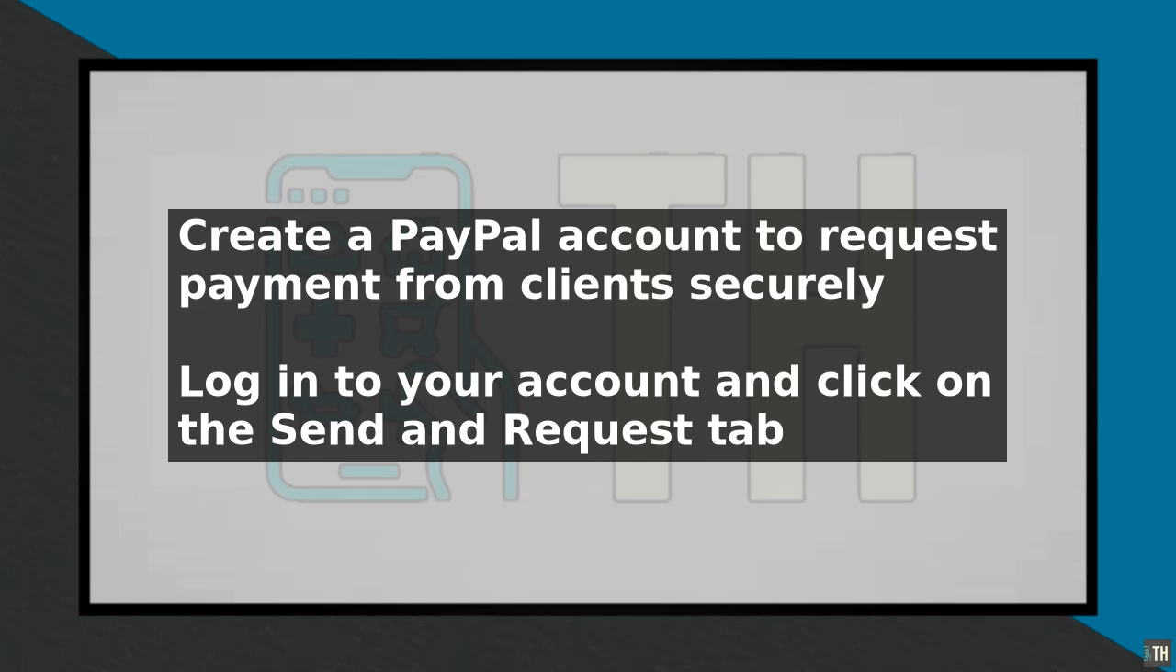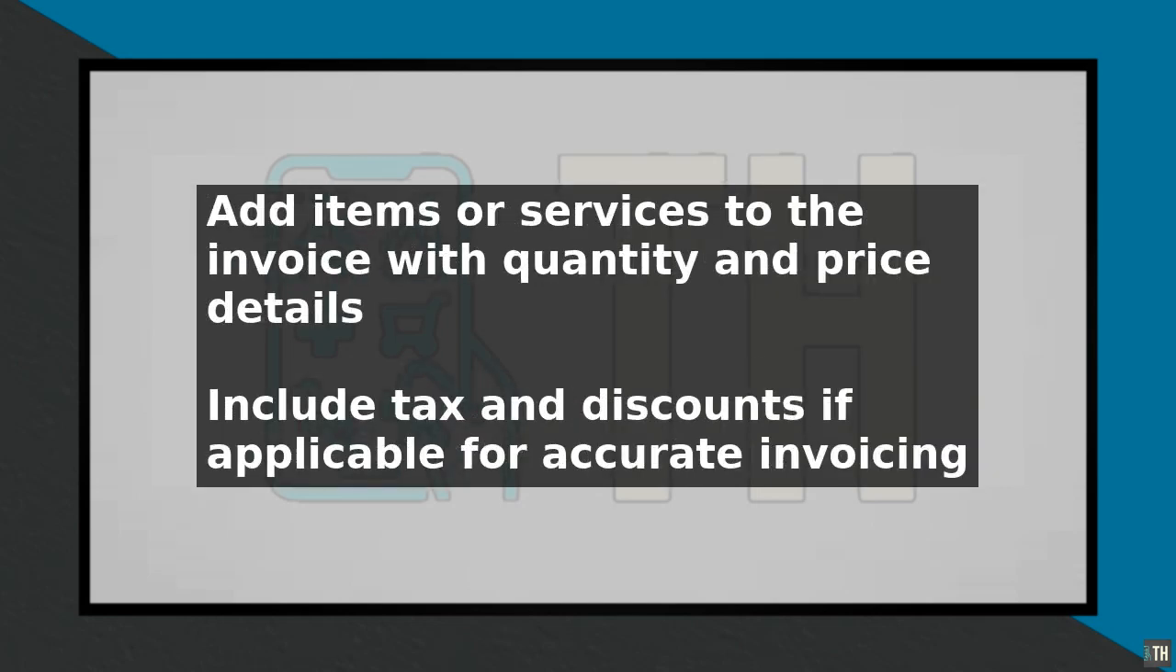First, log into your PayPal account and click on the Send and Request tab. Then select Create Invoice. You will be taken to a page where you can enter the invoice details, including the client's name, email address, and the items or services you are invoicing for.